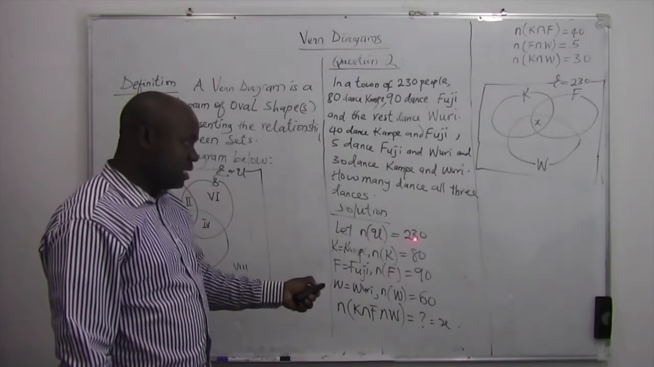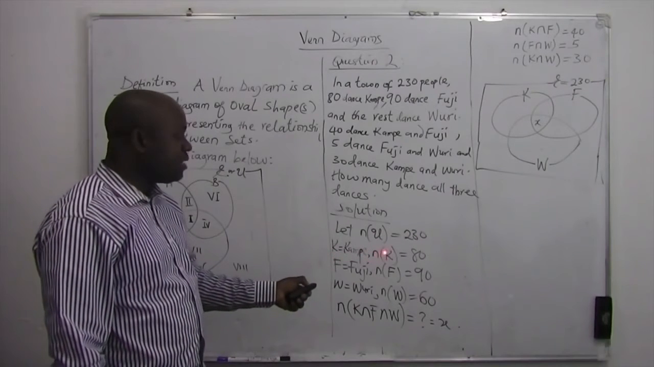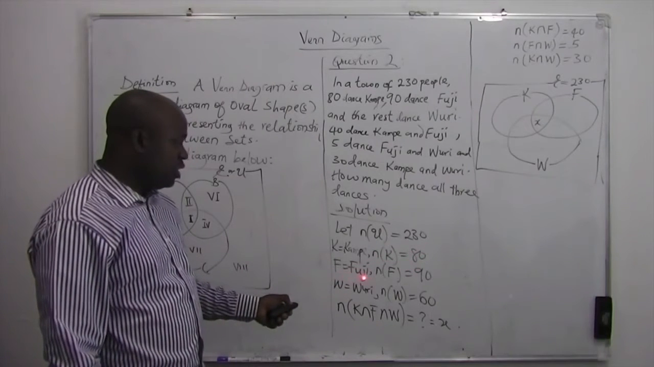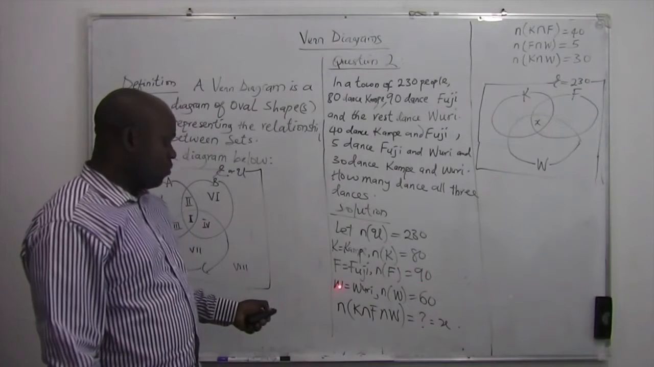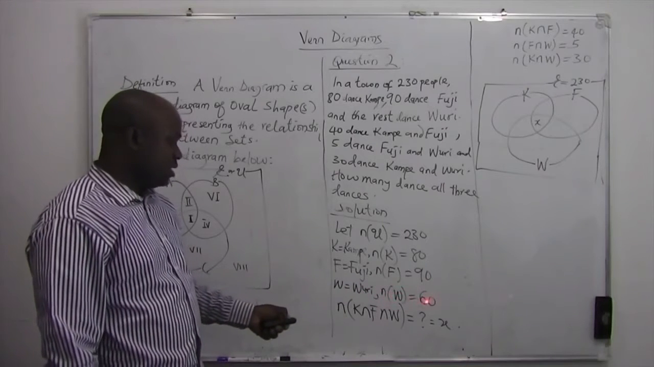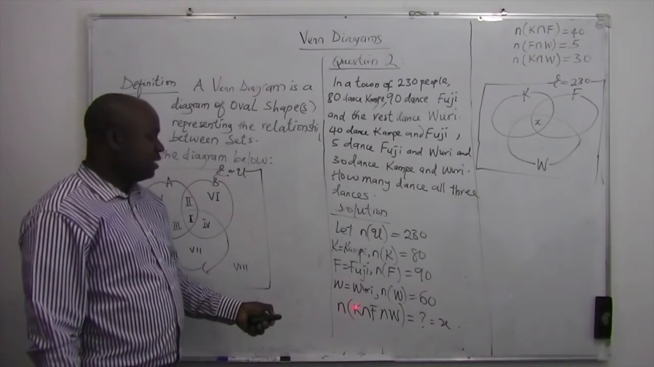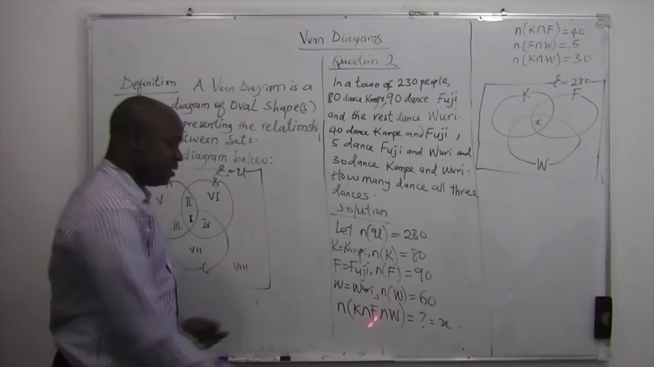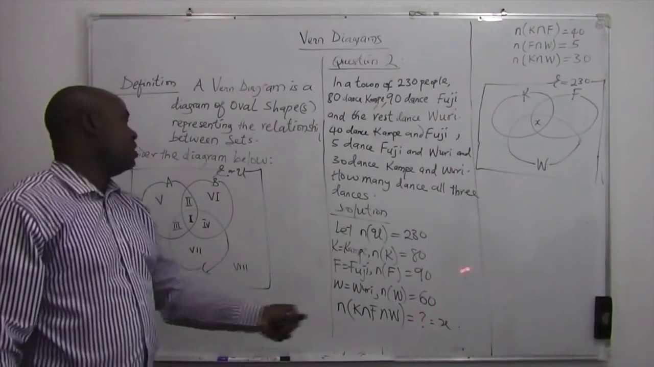universal, be 230. We use k to represent kampe. Therefore, the number that are involved in kampe will be 80 according to our question. F for Fuji, so n F, the number that are in Fuji, will be 90. W for Wuri, the number that are involved in Wuri dance will be 60. Look at this. This is the number that are involved in kampe dance, and so you can see Fuji and then Wuri is unknown, so we call it X.